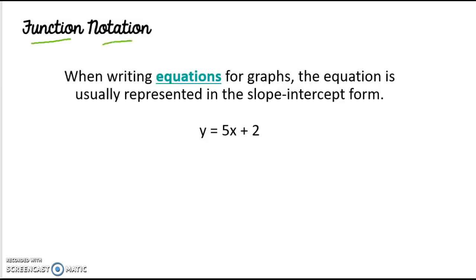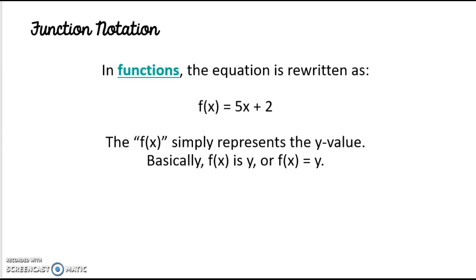Function notation. When we graphed equations, the equations for these graphs were represented in slope-intercept form, also known as y equals mx plus b, where we could write this equation, for example, as y equals 5x plus 2. So this was the notation that we've been using that you should be familiar with. We're going to make a slight change to it and call it function notation. So in functions, the equation is written as f of x equals 5x plus 2.